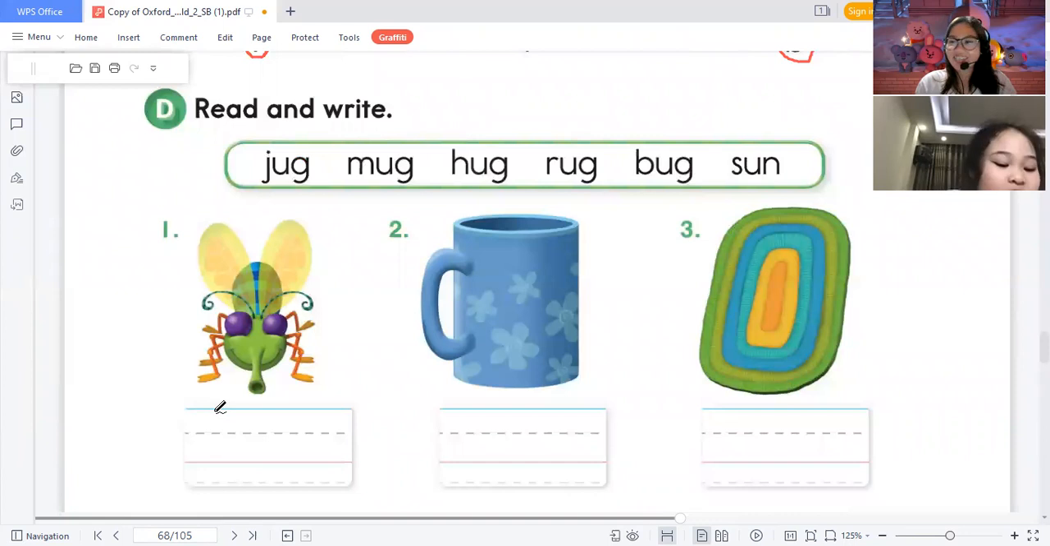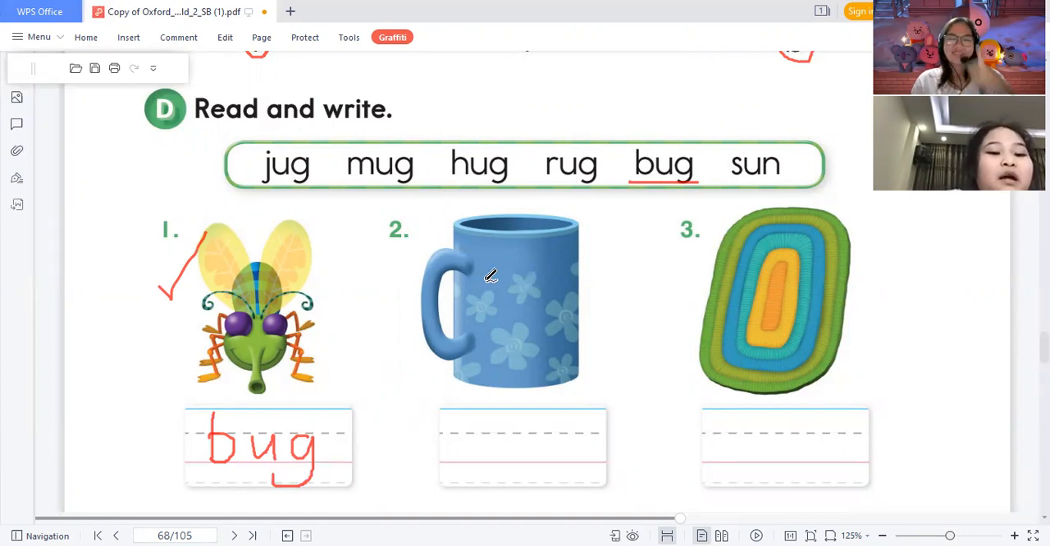Bug. Yes. How do you spell it? B. Yes, go on. U. And G. Okay. Wow, you finally got it. Okay, this is bug. Number two.